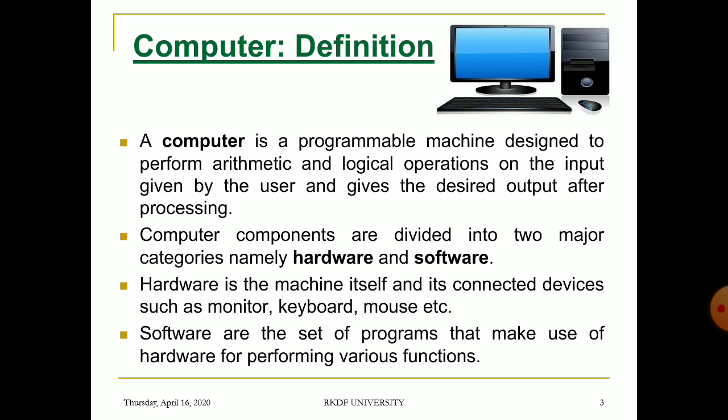So broadly speaking, computer components are divided into two major categories, namely hardware and software. Hardware is the machine itself and its connected devices. All the peripheral devices are also known as hardware. These are monitor, keyboard, mouse, etc. Software is the set of programs that make use of hardware for performing various functions.